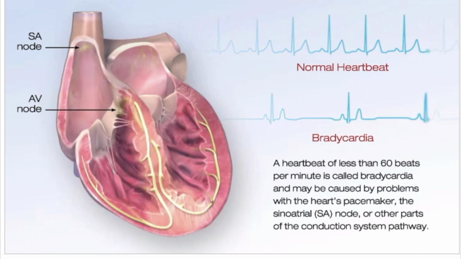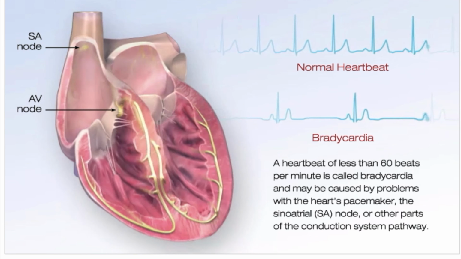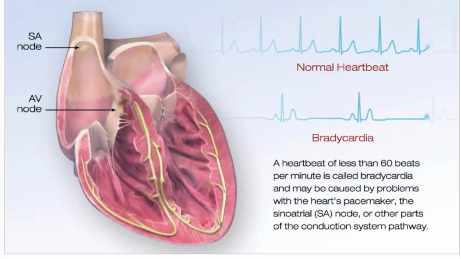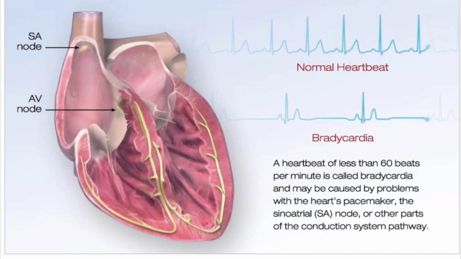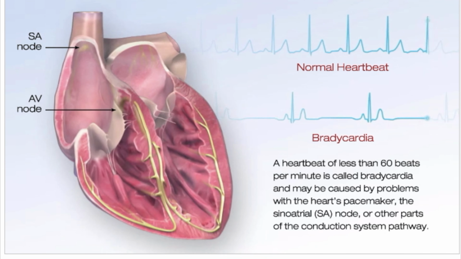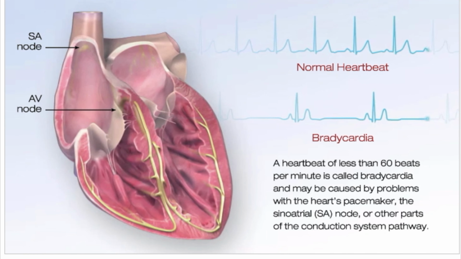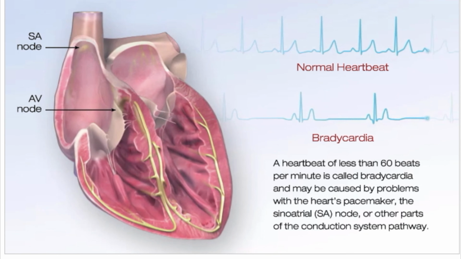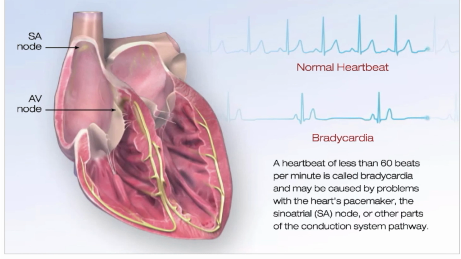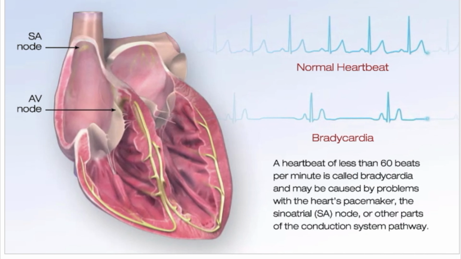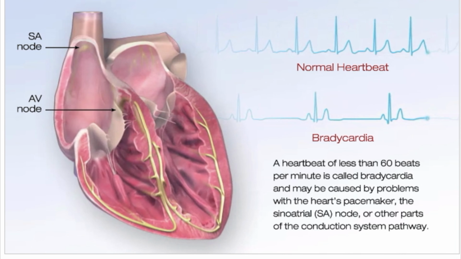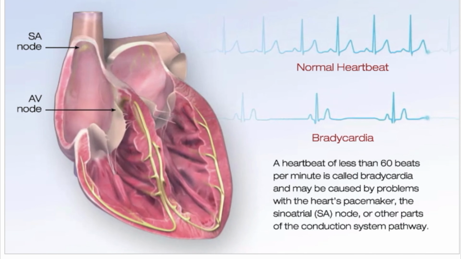Bradycardia is a slower than normal heart rate. The hearts of adults at rest usually beat between 60 to 100 times a minute. If you have bradycardia, your heart beats fewer than 60 times a minute. Bradycardia can be a serious problem if the heart doesn't pump enough oxygen-rich blood to the body.